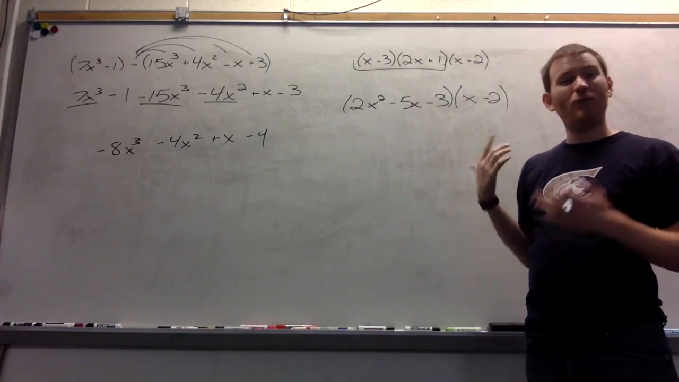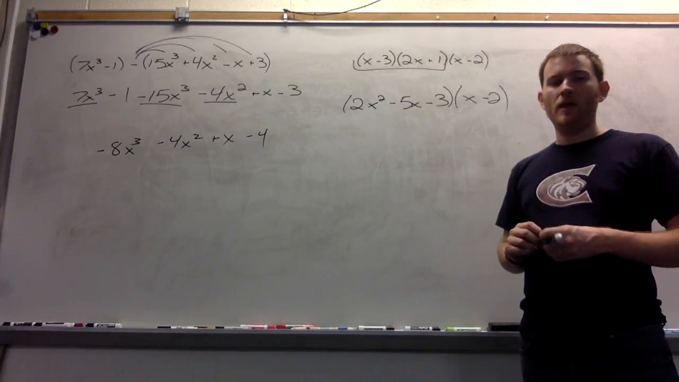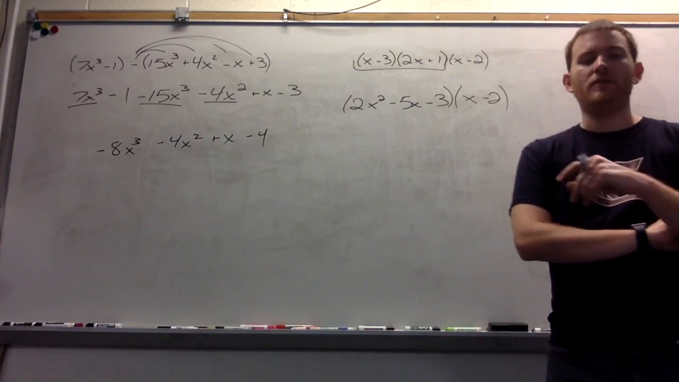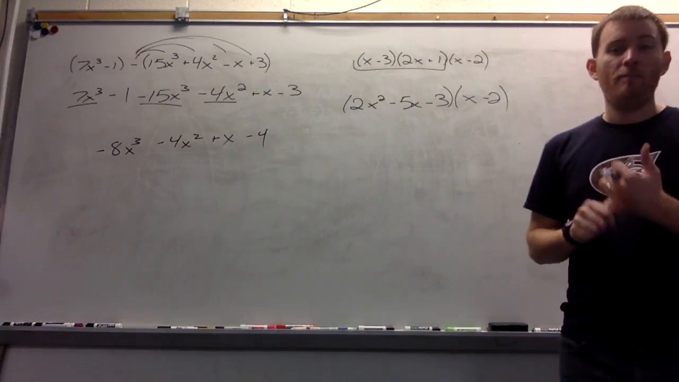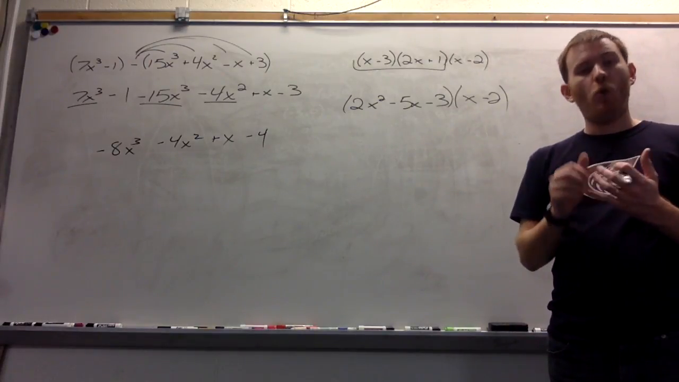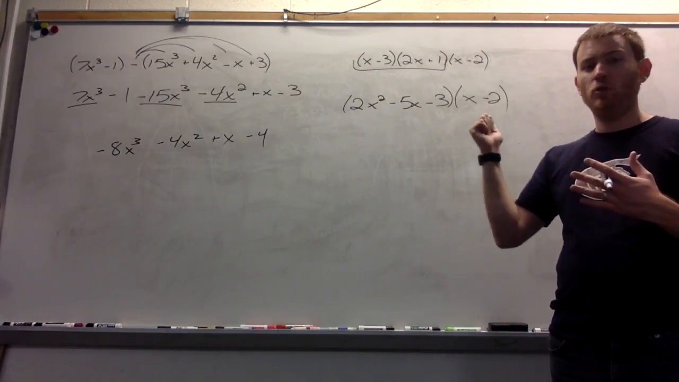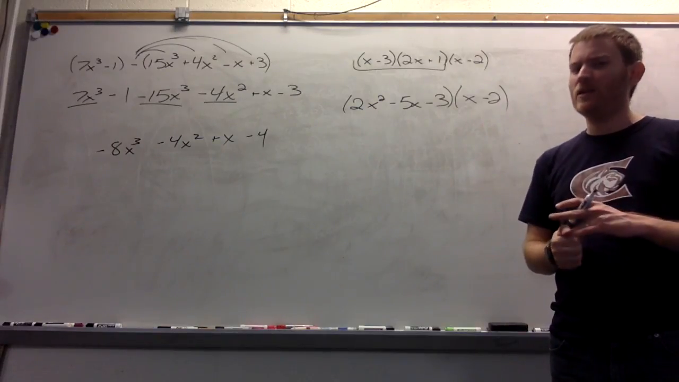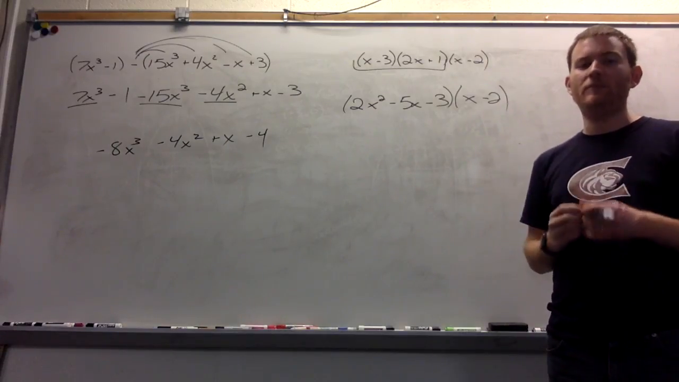This is where FOIL method's not going to work anymore. And so what I would suggest is one of 2 methods, either the distributive method, and I'll show us that here first, or the box method. Box method still works. I like that method for this. I think it works really well. And I'll show us an example of that next.